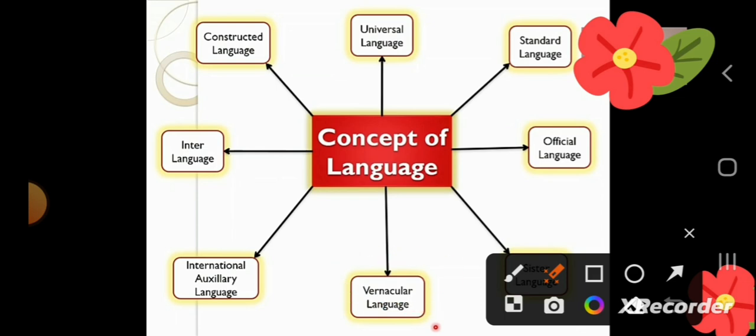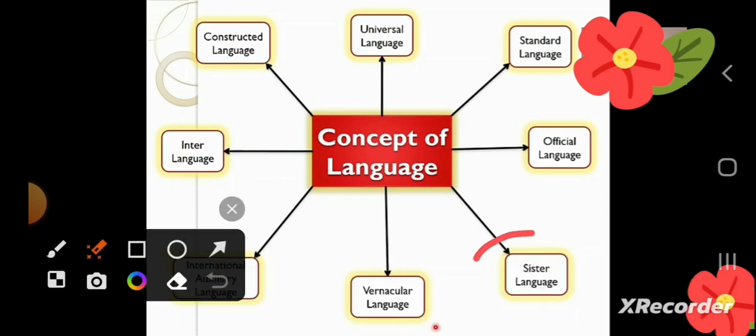Vernacular language. The native or everyday language spoken by people in a particular region or community. It contrasts with formal or standard language used in official or literary contexts. Sister language. Languages that are derived from a common ancestral language and are closely related. For example, Spanish, Italian, and French are sister languages because they all evolved from Latin.